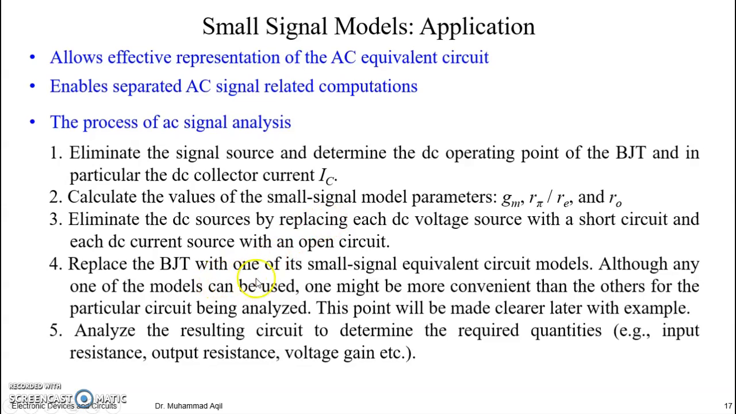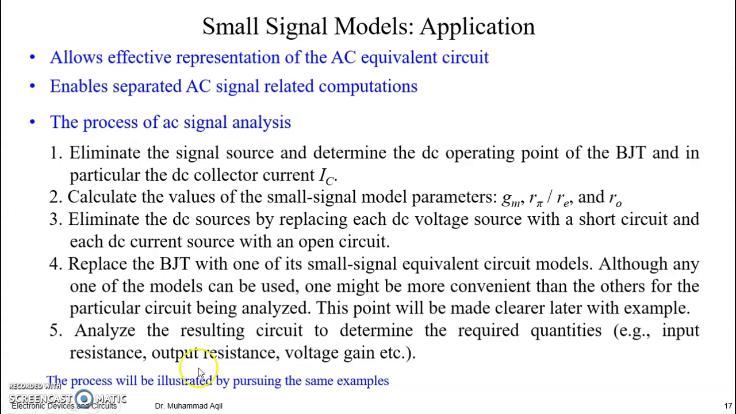And then replace the BJT with the small signal model of your choice. Although either model, pi model or T model, can be used, one might be more convenient than the other for the particular circuit being analyzed. This point will be made clearer later with examples. Then you can analyze the resulting circuit to determine the required quantities, for example input resistance, output resistance, voltage gain, and so on. This is the question we left open at the end of the last video. Most of the steps we already did, and we have to do only this as the new one.